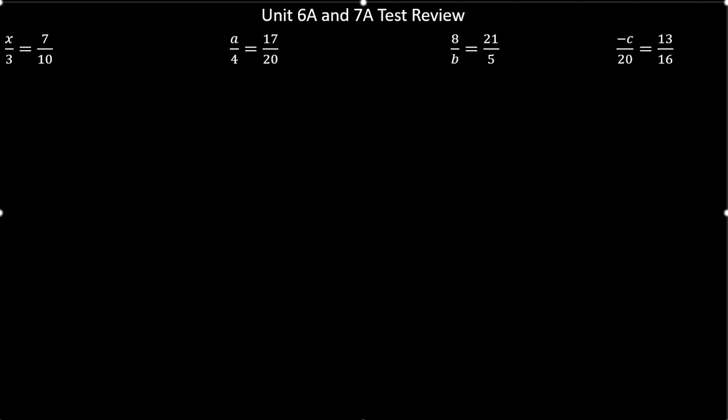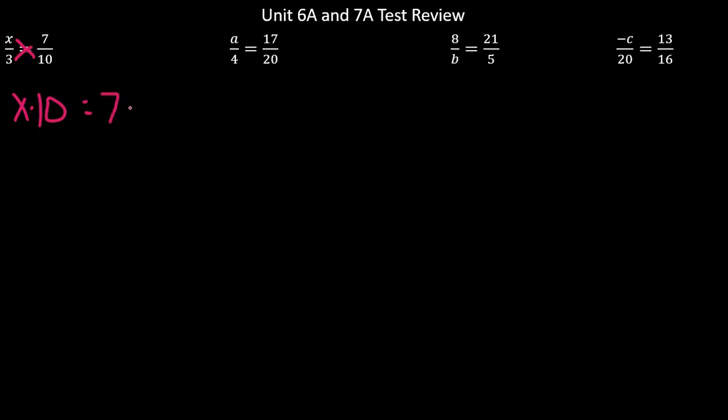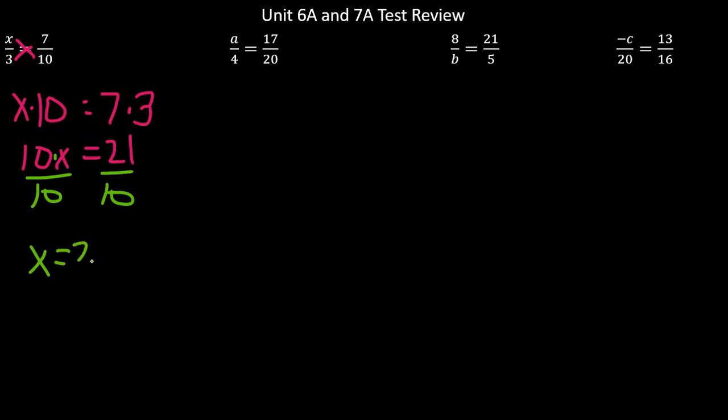So for the first one, all these are called proportions, when you have two fractions that are equal to each other. And to solve this, we just cross multiply. So we're going to have x times 10 equals 7 times 3. X times 10, we can rewrite as 10x, and 7 times 3 is 21. And 10x means 10 times x, so the opposite or inverse of that is division. We divide both sides by 10, and that's going to give us 2.1.